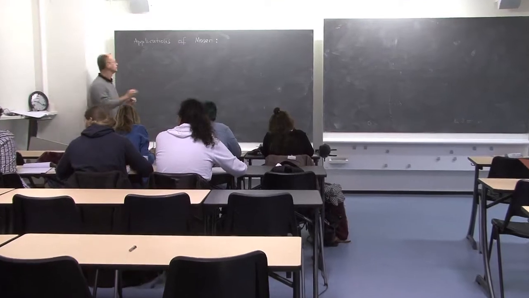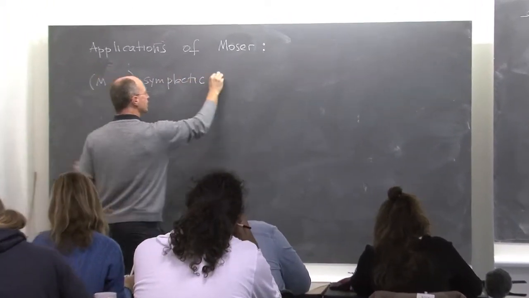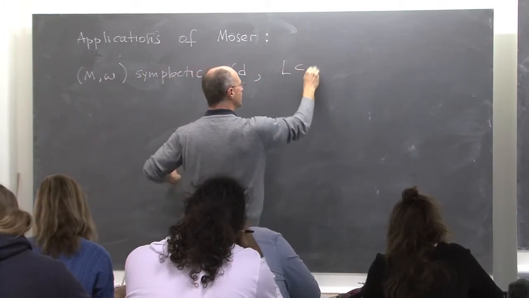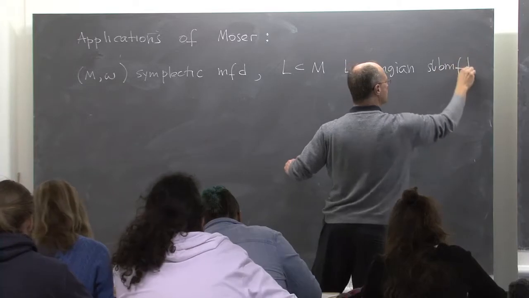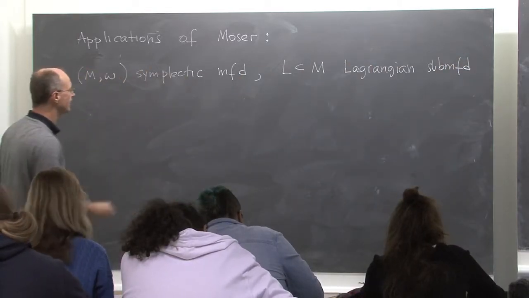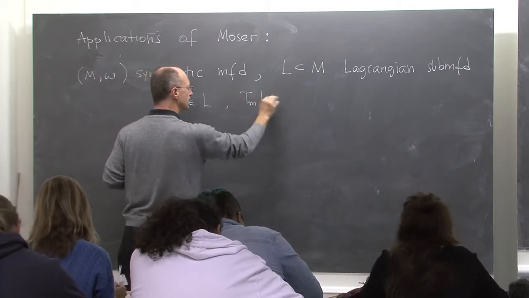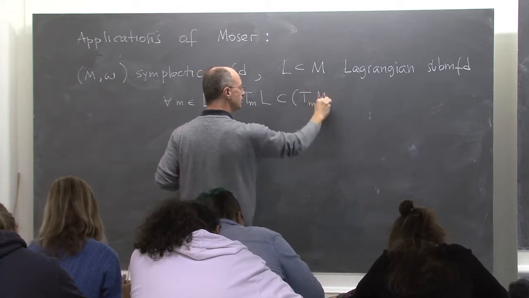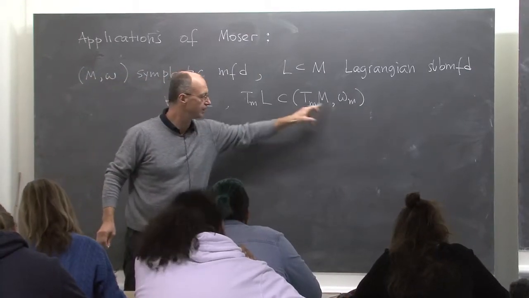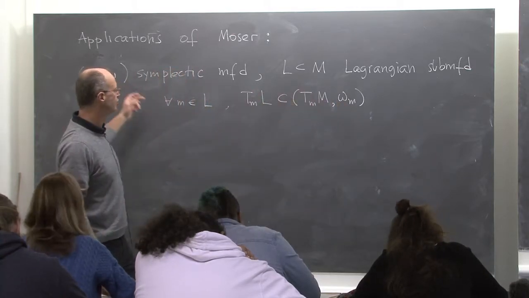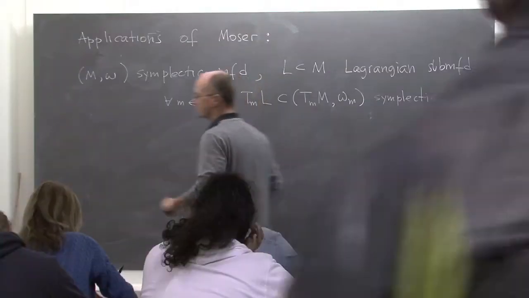Right, so the setup will be as follows. We have M, omega, a symplectic manifold, and L in M a Lagrangian submanifold. So recall this means that for all points of L, the tangent space to L inside the symplectic vector space given by the tangent space to the ambient manifold together with the value of the symplectic form at that point is a Lagrangian subspace.